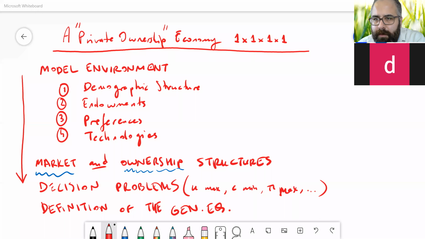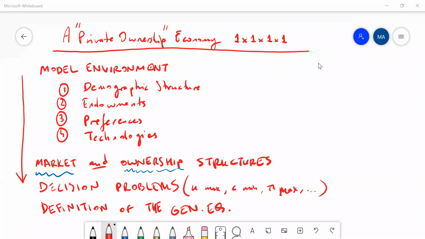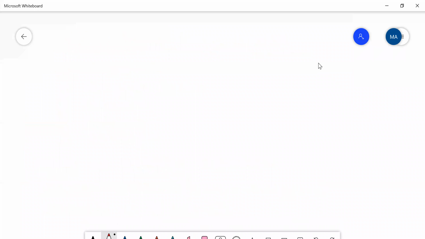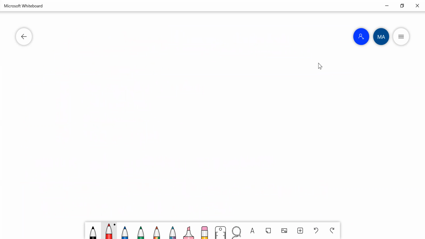Welcome back. So this is our second part of the fifth lecture. Let me share my screen and keep working on the model. So again, this will be a toy model with one good, one firm, one consumer, and one production factor. So let me now open a new page and discuss the model environment.